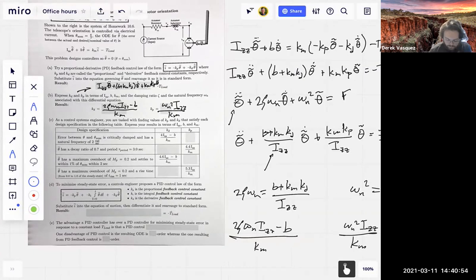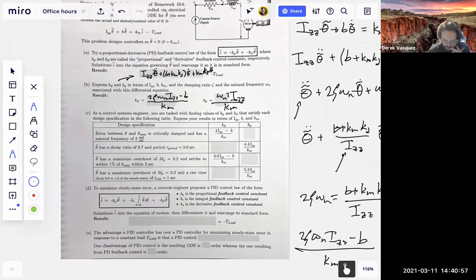Okay. So now, as a control systems engineer, you are tasked with finding values of Kp and Kd that satisfy each design specification in the following table. Express your results in terms of IZZ, B, and Km. So if we want our error between theta and theta nominal to be critically damped and a natural frequency of 2 radians per second.